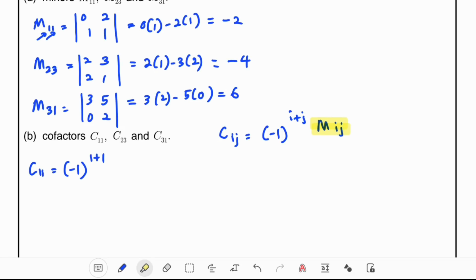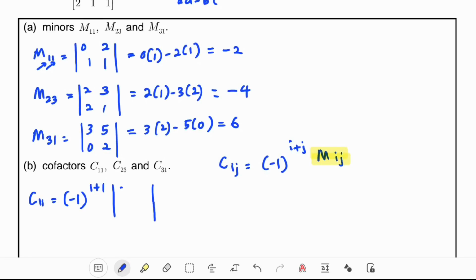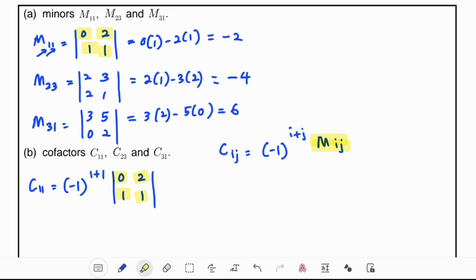Just assuming that we haven't calculated the minor 1, 1, you just need to calculate it here. The minor 1, 1 deletes the first row and the first column. That will give you 0, 2, 1, 1, which is the same as what we have done before. I repeat the process by assuming that we haven't calculated the minor. But in case the question already asks for the minor, you can just copy down the answer that you got, which is negative 2.